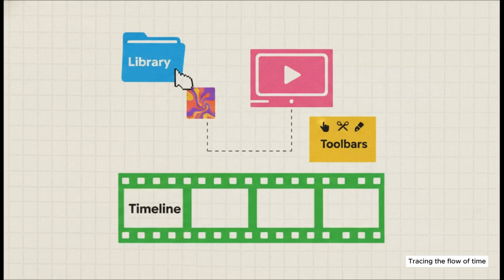Okay, so the interface layout is actually incredibly simple. According to the guide from NewsLab Turkey, it's broken down into 4 logical areas. First, you've got your library, which is where all your raw ingredients live. Then you have your preview screen, basically your monitor. You've got the toolbars for all those fun extras. But the absolute most important part? The timeline. This is where the magic happens, guys. You literally just drag and drop your media from the library directly onto this timeline to start building your project.